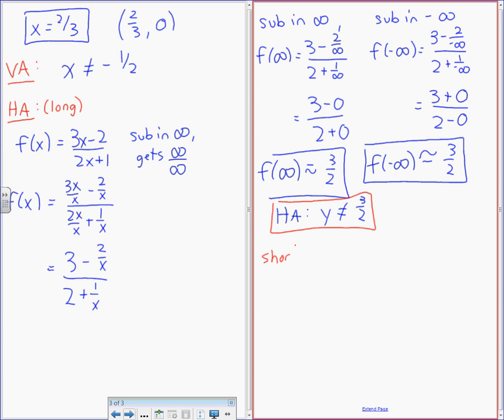Right on. So the short way is going to say, if the degree of the numerator equals the degree of the denominator. When I say degree, what do I mean by that?